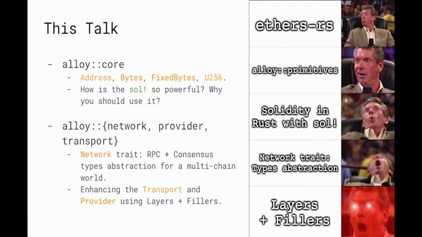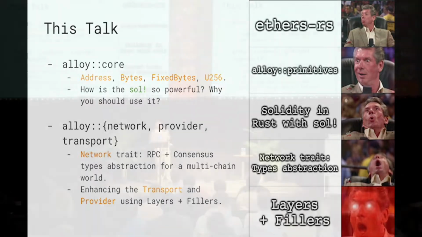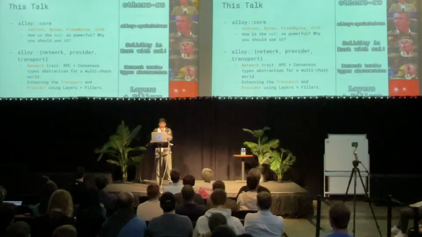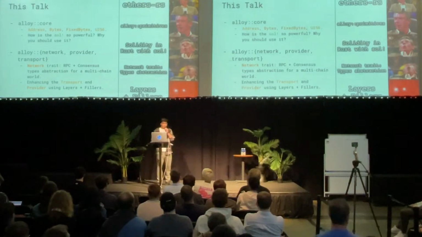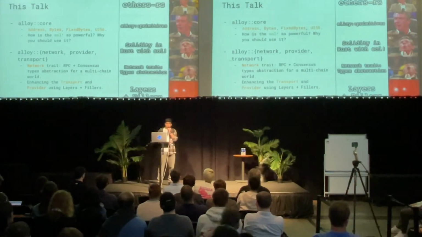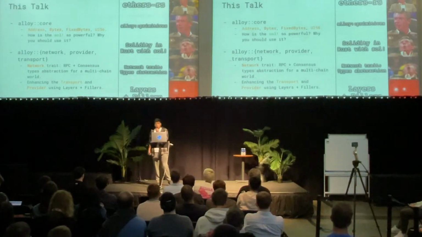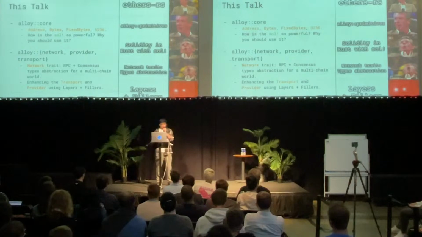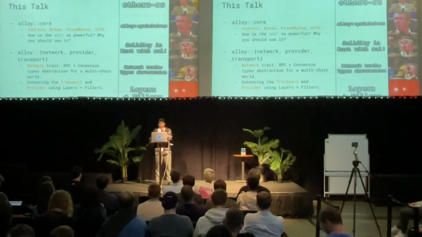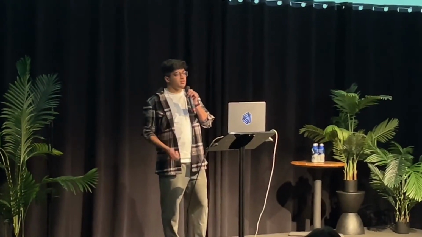You can also write Solidity in Rust now with the sol macro. And to prepare for a multi-chain world, we're introducing a network types abstraction, which enables you to interact with multiple chains easily. And lastly, to override provider behavior, modify RPC requests and responses, previously you had Ethers middleware. The DevX with that was cumbersome. I'll talk more about that later in the slides, but we've introduced a new way to do the same and achieve better results in an easier way using what we call layers and fillers.